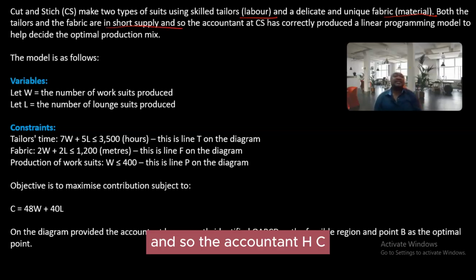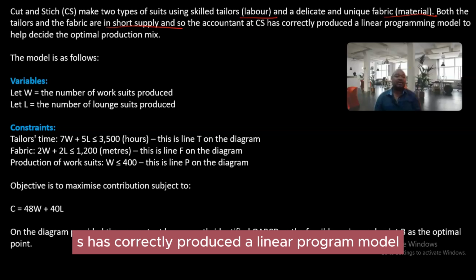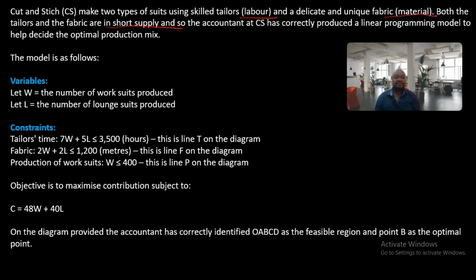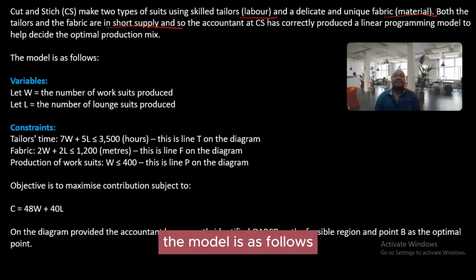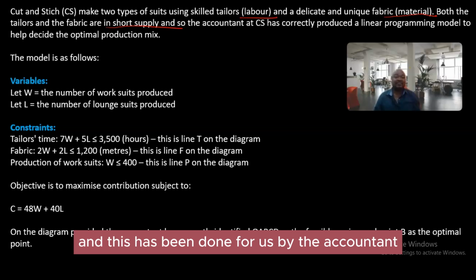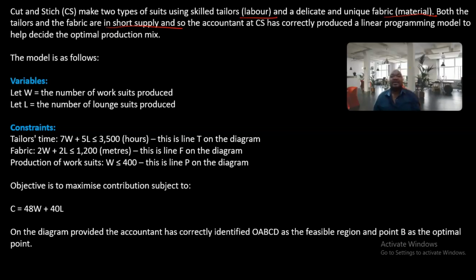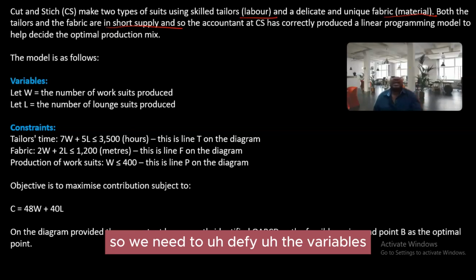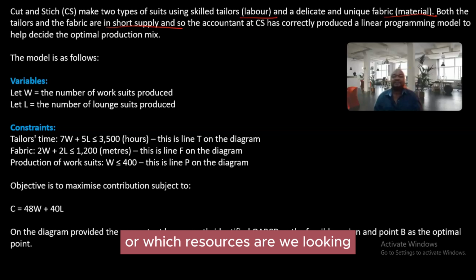And so the accountant at CS has correctly produced a linear programming model to help decide the optimal production mix. The model is as follows. We've got variables. Here we are now defining the variables, and this has been done for us by the accountant, but I just want to take you through it as I have already explained. We need to define the variables, that is, which products or which resources we are looking at.